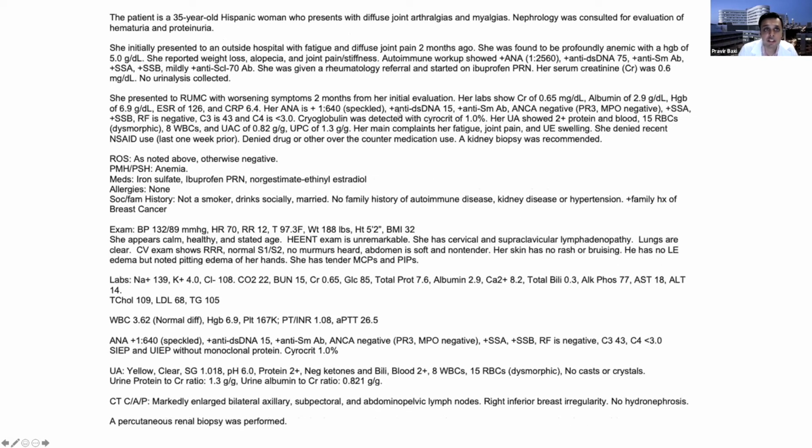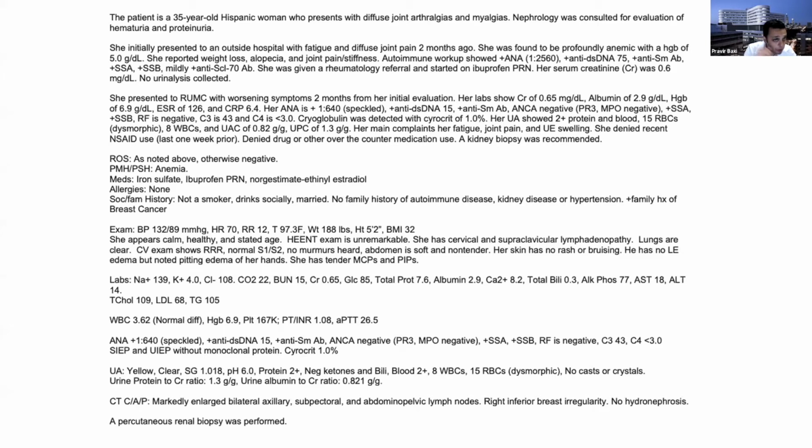So our patient is a 35-year-old Hispanic woman who presents with diffuse joint arthralgias and myalgias. She was admitted to the hospital and we were consulted for evaluation of hematuria and proteinuria. She initially presented to an outside hospital about 2 months ago with new fatigue and joint pain that had been slowly coming about. At that point, she was found to be profoundly anemic.